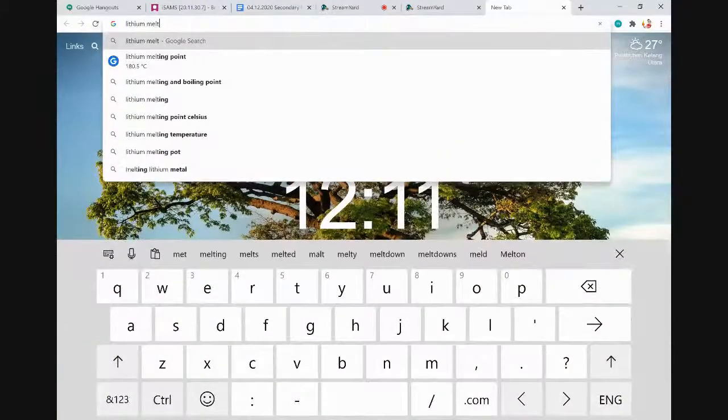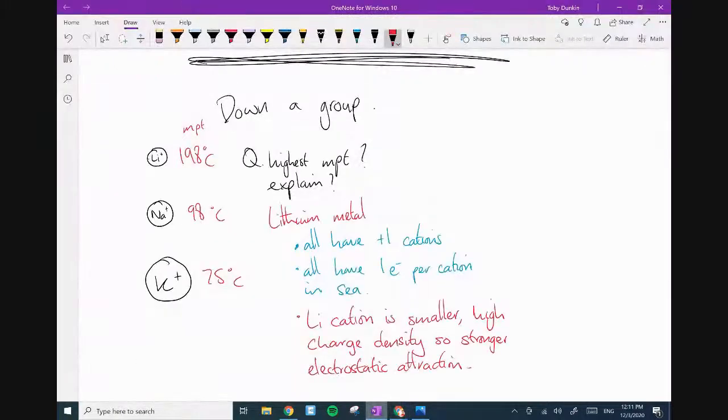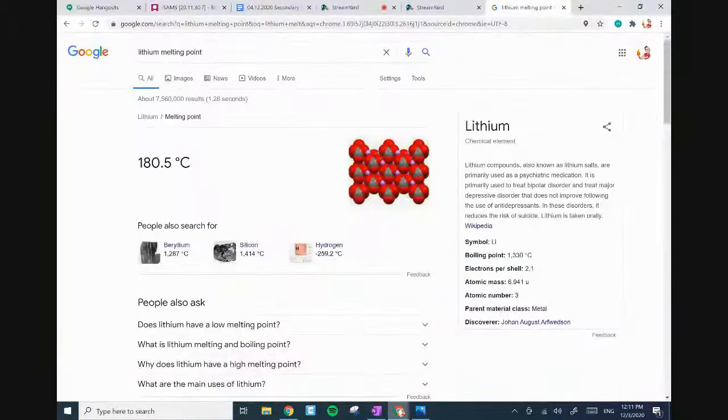Lithium melting point 180. Damn, so close. Just remember to double sodium. That's kind of what I did, to be fair. So 180. There we go. Let's see if I get sodium right. Am I going to get sodium right?